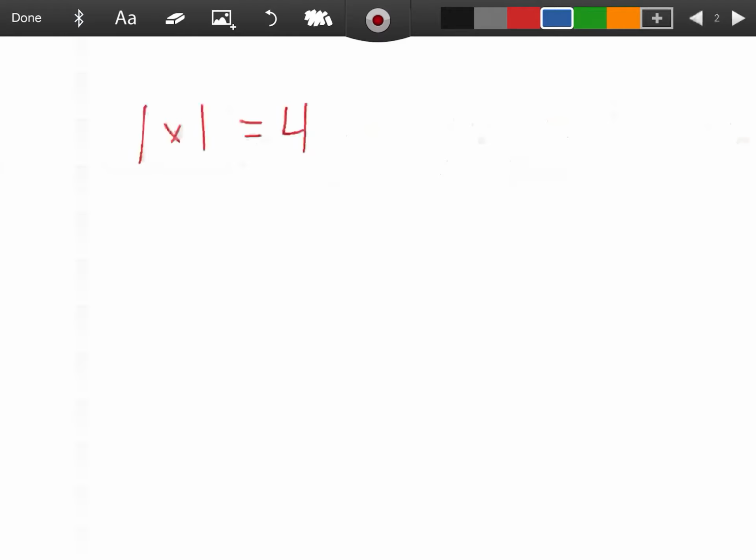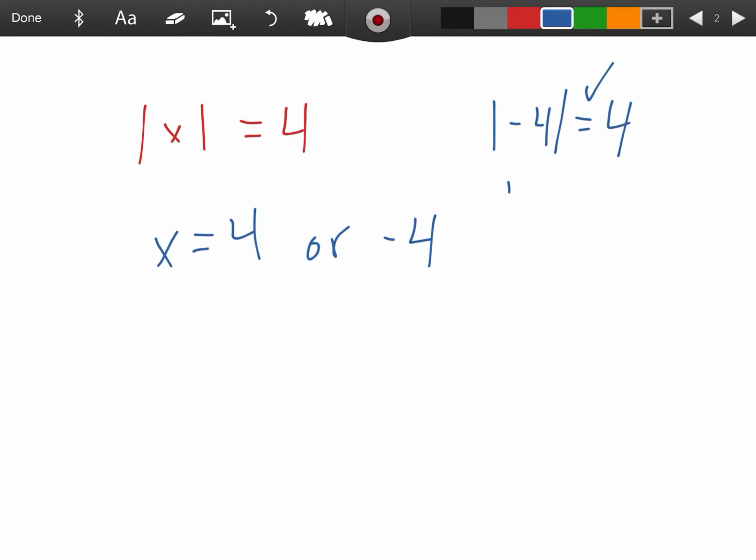So to start off, let's just say my goal here is to solve for x. I have the absolute value of x is equal to 4. So what could x be equal to? Well, x could be equal to 4 because I know the absolute value of 4 is 4. Or x could be equal to negative 4, right? The absolute value of negative 4 is also equal to 4. So both of these would work.